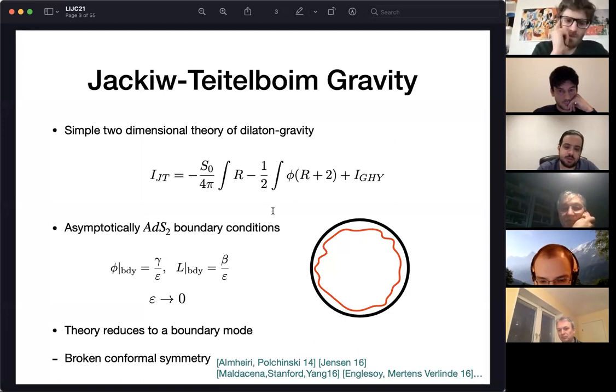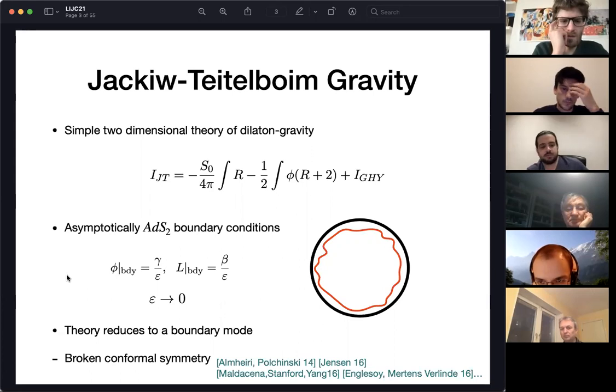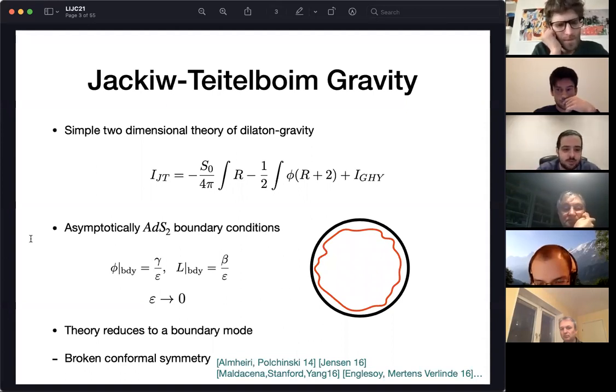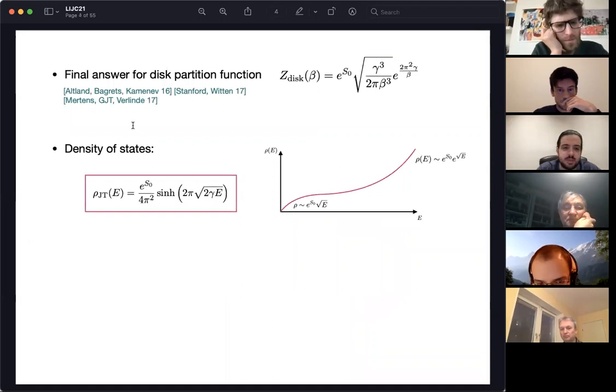And the resolution, or the nice thing about this mode, is that it breaks this conformal symmetry and makes the problem well defined. That is because when we integrate, this dilaton can fluctuate. So there is a background for this dilaton that breaks the symmetries of AdS2. That's important. And this gamma you can think of as the scale at which the conformal symmetry is broken. Okay, so you reduce the theory to this boundary mode, and then it can be exactly solved.